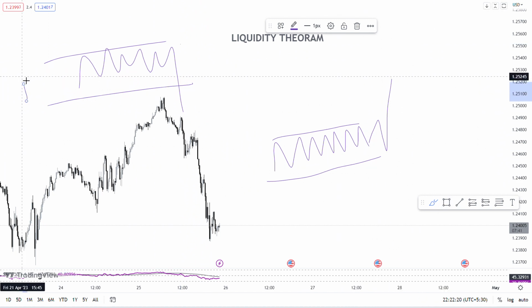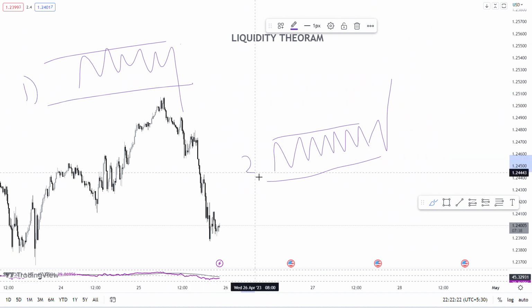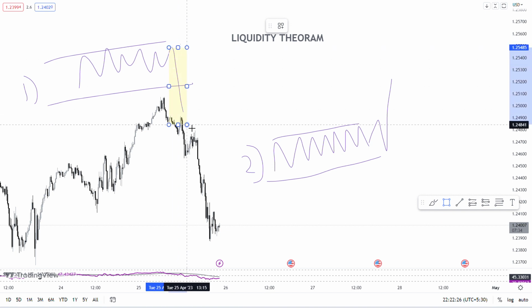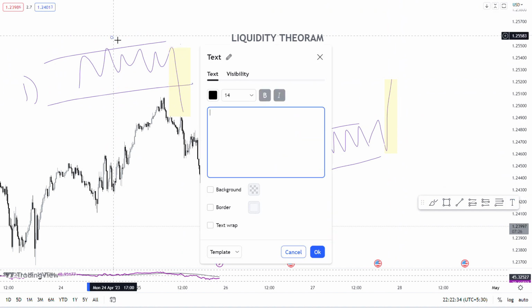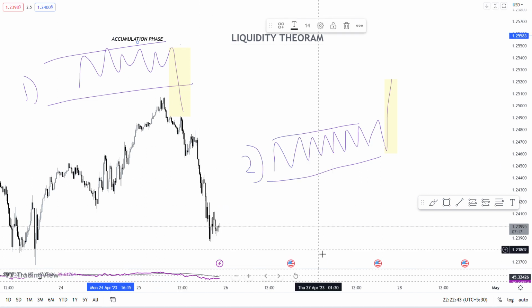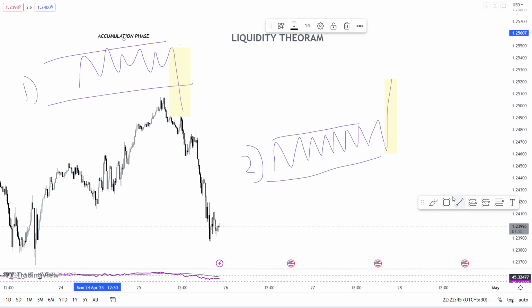This is scenario 1 and this is scenario 2. In this scenario, this is the manipulation phase. For this scenario, this is the manipulation phase, and this is the accumulation phase, right? Accumulation phase, and this is the manipulation phase.